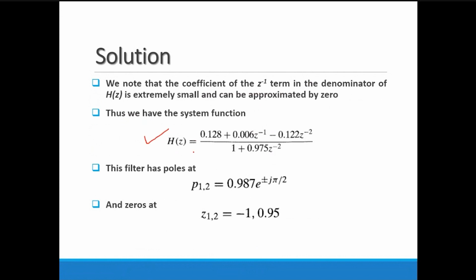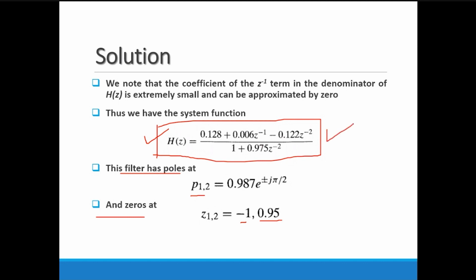We take the system function, and the final equation will be H(z) equal to (0.128 plus 0.006 z inverse minus 0.122 z^-2) divided by (1 plus 0.975 z^-2). So this will be the function you are getting, H(z), and when you solve this, you will get the poles of the equation. Here you are getting the 2 poles, that is 0.987 e raised to plus or minus j pi by 2, and you are getting the 2 zeros at the locations -1 and 0.95. This will be your final system function, and these are the values of poles and zeros for the digital filter. This is how you can solve with the help of bilinear transformation.